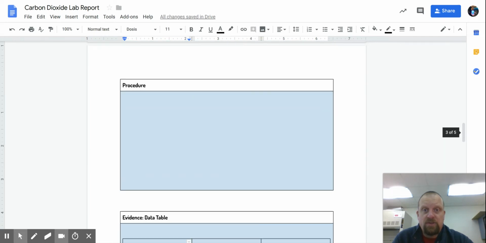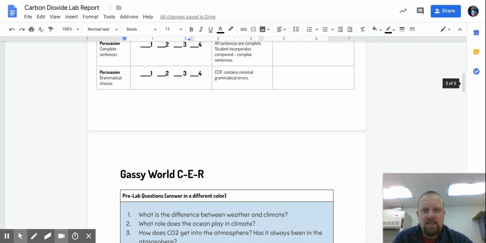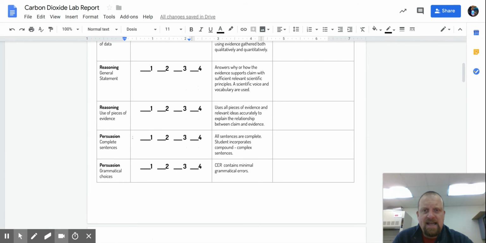And the final thing I want to draw your attention to is the last two parts of the rubric deal with the quality of your writing. And so you're going to make sure that all sentences are complete, trying to write in a more complex way and trying to minimize your grammatical errors. So take your time, use your check for success sheet.